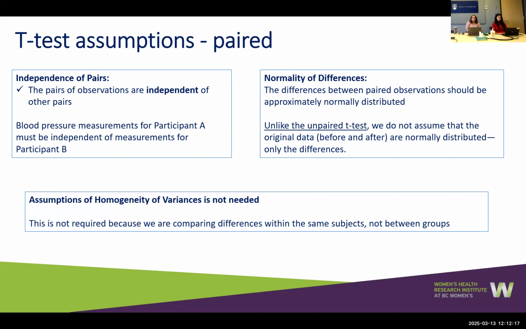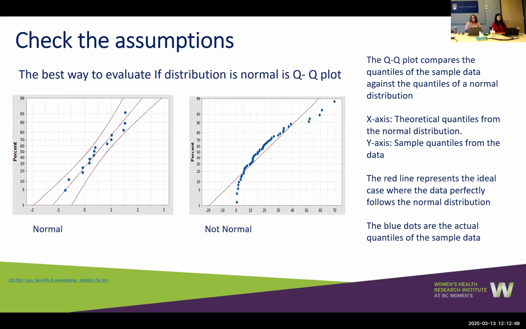Because we're checking the same people before and after, for independence, what we need is that the pairs, our before and after for each individual, are independent of the measures for other individuals. So it's a little bit different because of this structure of a paired test. We actually don't need to check anything about the variance. We don't care. So I think it's great, less work for us.